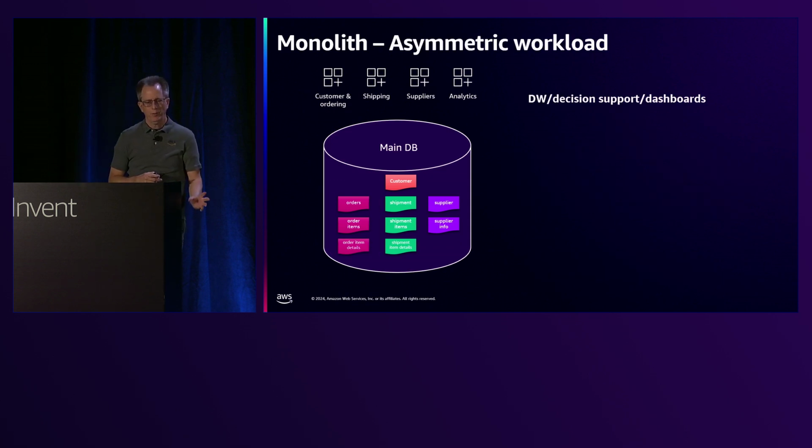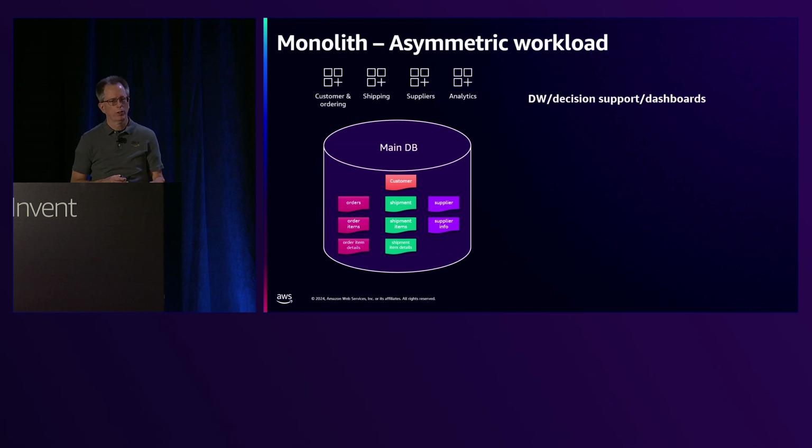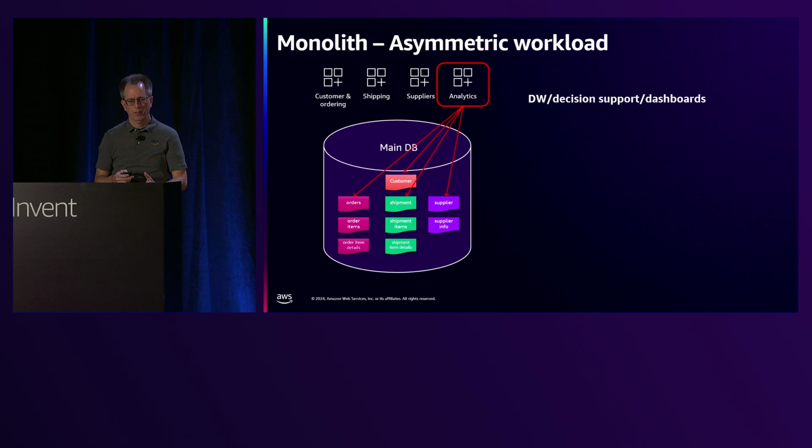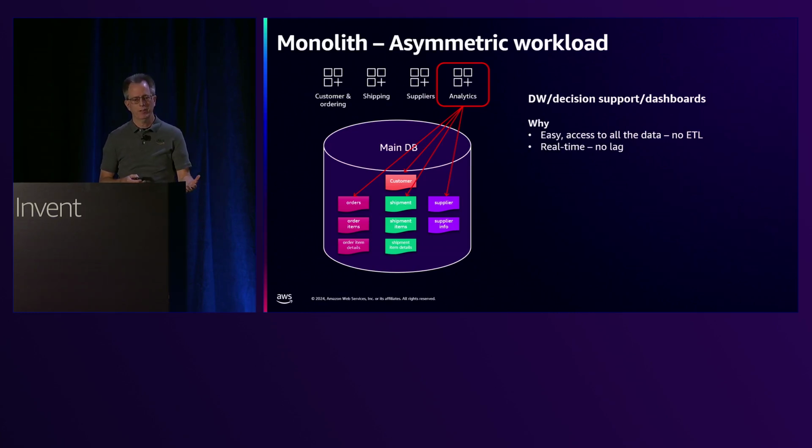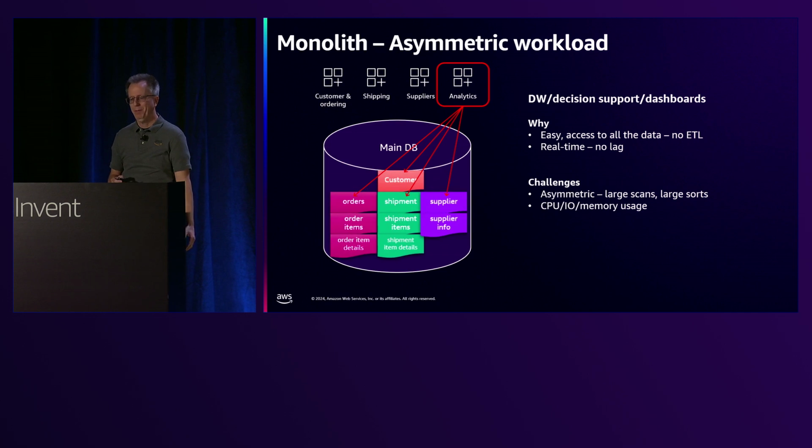And then the last one I want to talk about is an asymmetric workload. And what do I mean by asymmetric? It means something that's not really core to what you're doing with the main application. In this case, analytics. Could be other things, could be search. There's lots of different examples. But you might be doing data warehousing, decision support, or running real-time dashboards against your OLTP system. That sounds good, right? Because I don't have to do any ETL. My data's all up to date, right? There's no lag. The business leaders are happy.